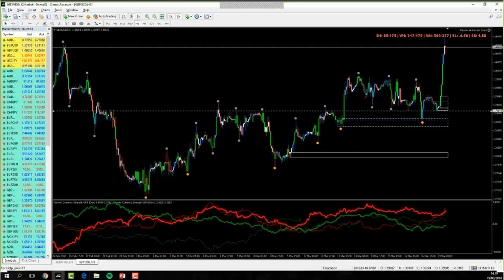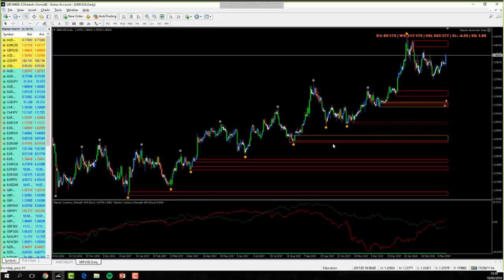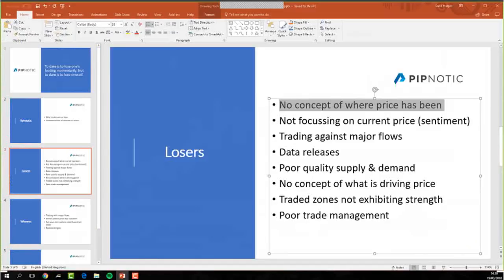Okay, so let me have a look here. Where is the fresh supply in the pound US dollar above the current price? Well, we can do that now. First of all, I'd like to consult the higher time frames. Why is this important? Because we need to know what's going on here. Where are the major flows?